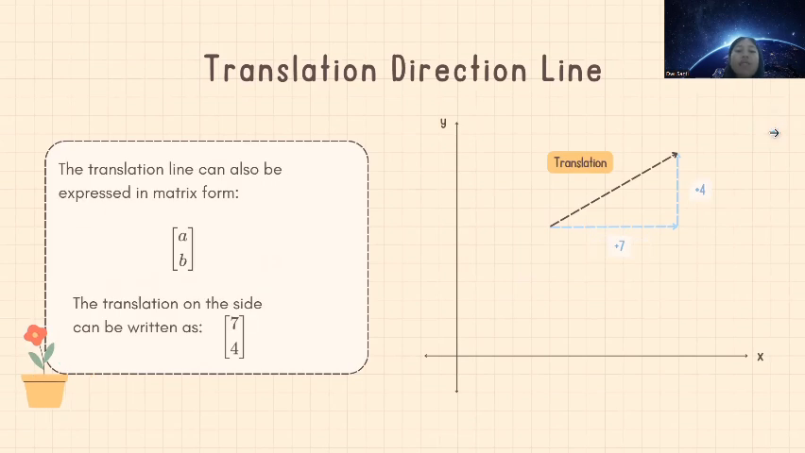Next, we can also express the translation as a matrix. Here, the top value a is the horizontal component and the bottom value b is the vertical component. The translation on the side can be written as (7, 4).